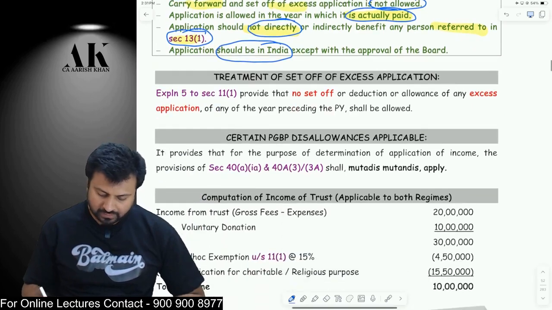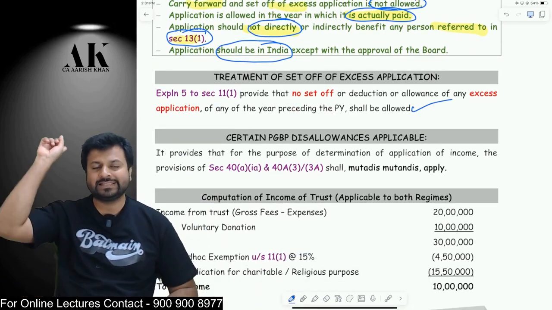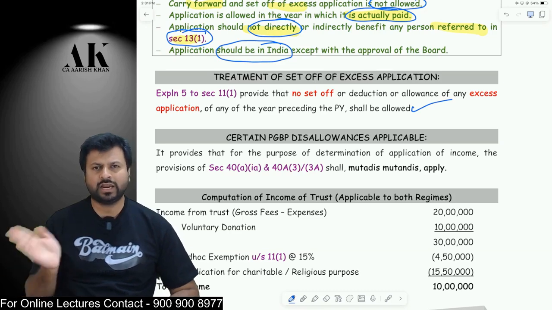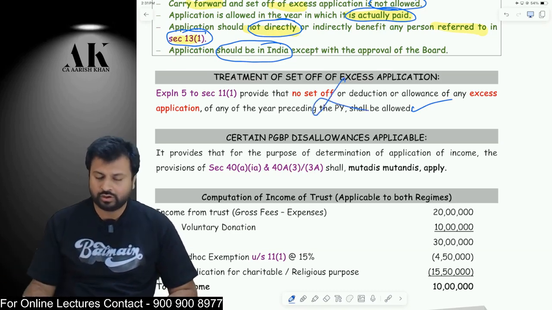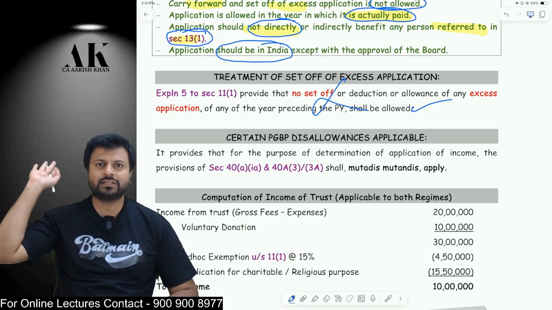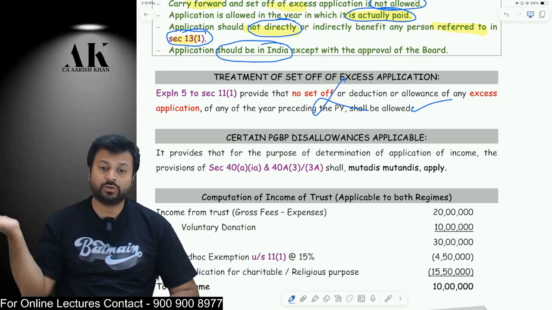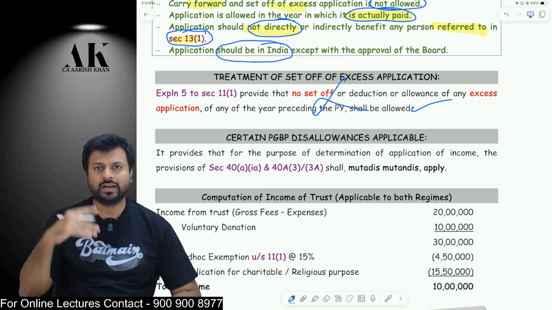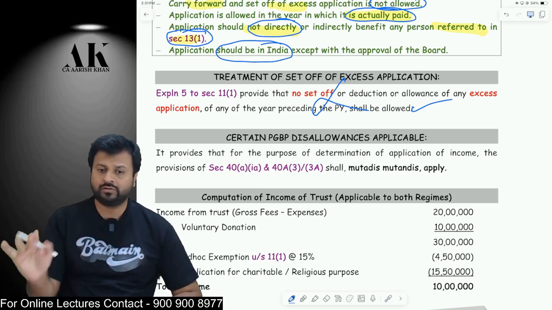Now, next point. Next point talks about what? If there is some excess application which is made by you in the last year, can you carry forward and set off that in the current year? Not allowed. Any excess application made in the last year, if there is some loss, you cannot carry forward and set off that loss in the current year, unlike what you do in case of PGBP and all. Here for a trust, it is not allowed.